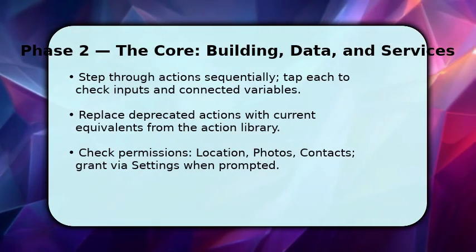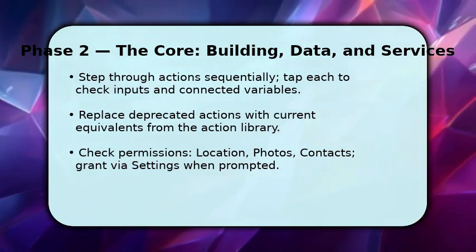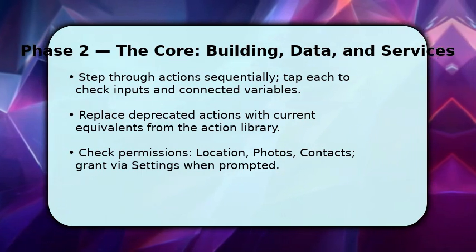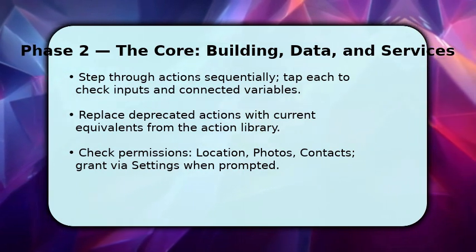You now inspect the shortcut action by action. Run it stepwise with the play button and watch where it fails. When an action shows an error, tap it to view inputs and linked variables. Correct any mismatched types or missing content.